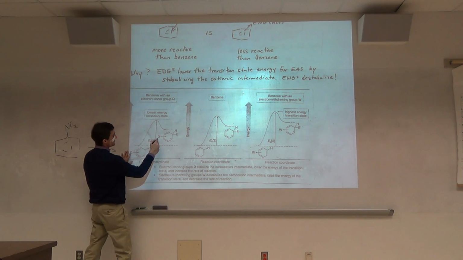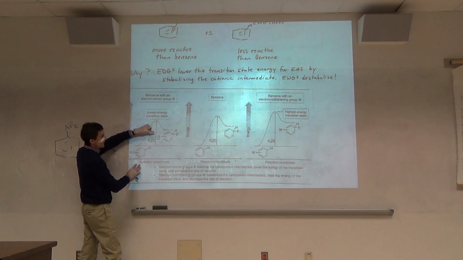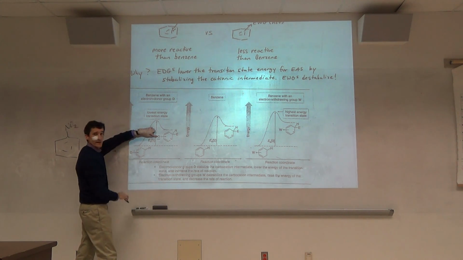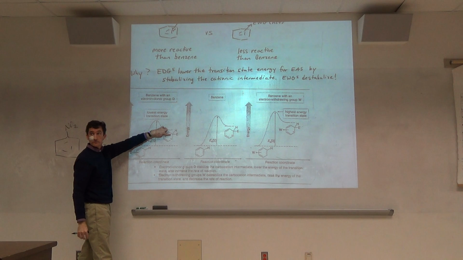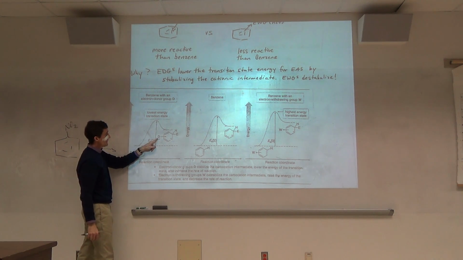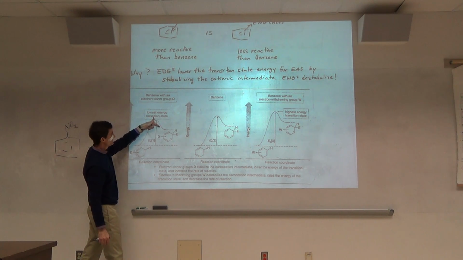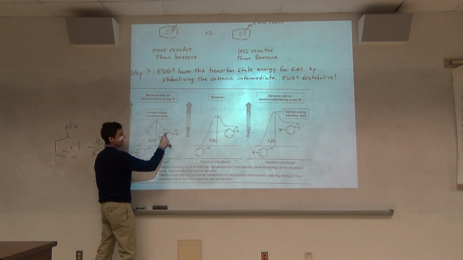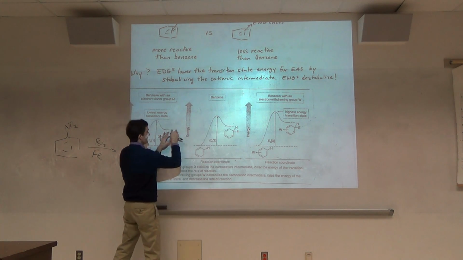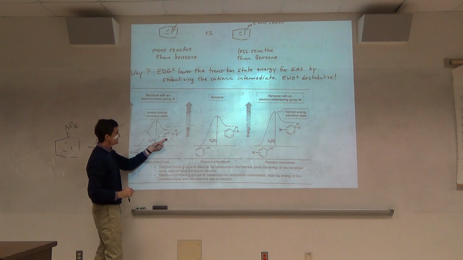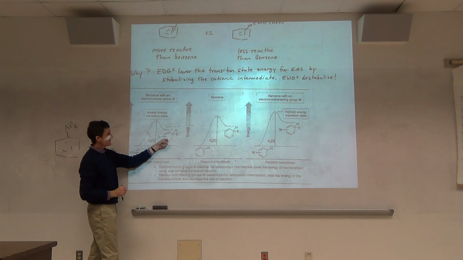Over here, if this is a donating group, is the donating group going to stabilize this carbocation or destabilize it? Donating groups stabilize positive charges. Because it stabilizes it, it's going to make the transition state energy lower. It makes the carbocation lower. They didn't show it much lower, but it's lower, right? Because you have a more stable intermediate, it's going to be a faster reaction.